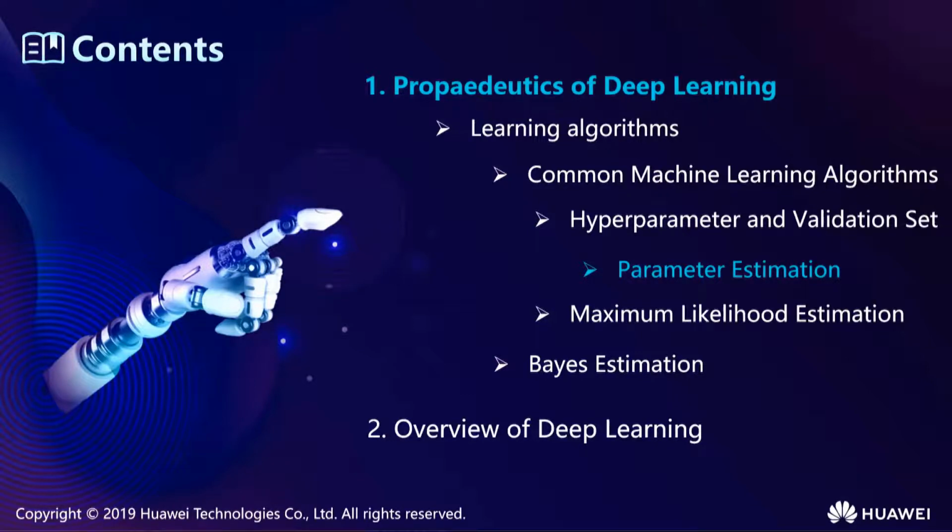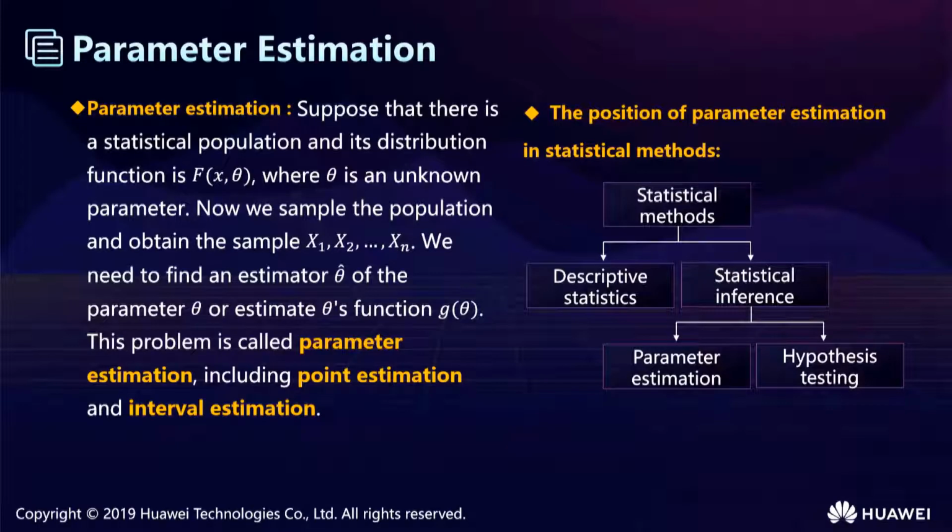Let's see the series of the parameter estimation. Here is the definition of the parameter estimation. Suppose that there is a static population, and its distribution function is F(x, theta), where theta is an unknown parameter. Now we sample the population and obtain the samples x1, x2, x3, ..., xn, and we need to find the estimator theta hat of the parameter theta, or an estimator of the function g(theta).